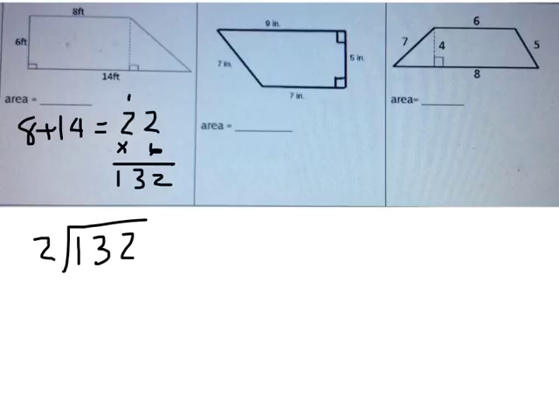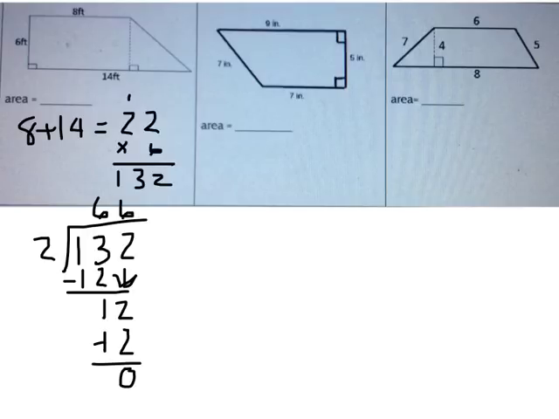What's 132 divided by 2? Well, 2 goes into 13 6 times. When I subtract, I can bring down my 2. 2 goes into 12 6 times with no remainder. So the area of this shape is 66 feet squared.